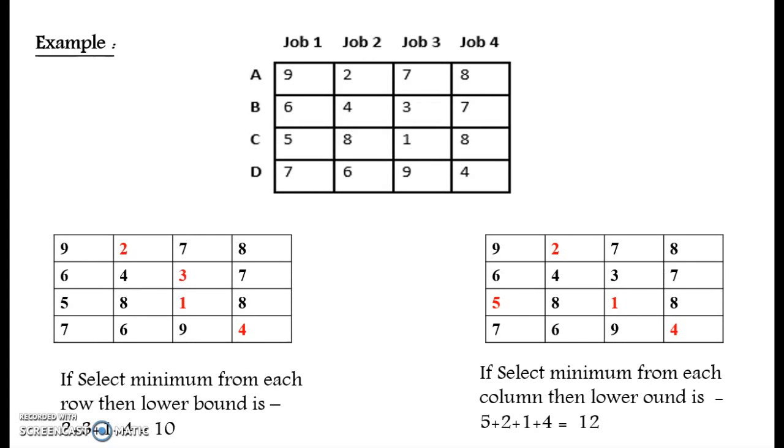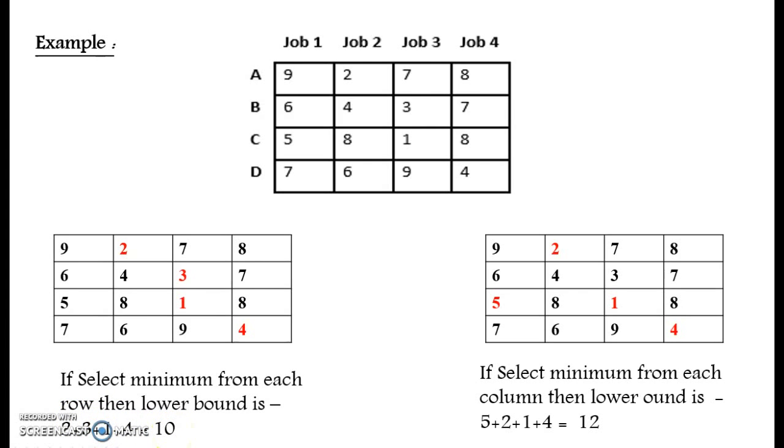value from every column. If we select a minimum value from every row, then the lower bound is 10, because the minimum value from row 1 is 2, the minimum value from row 2 is 3, the minimum value from row 3 is 1 and the minimum value from row 4 is 4. So 2 plus 3 plus 1 plus 4 is equal to 10.